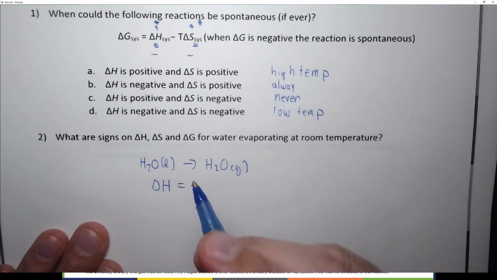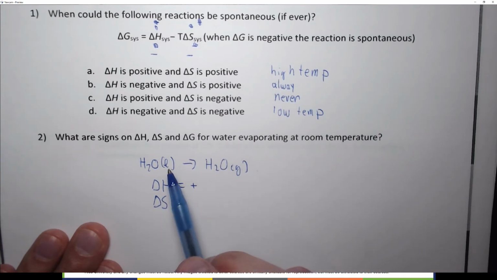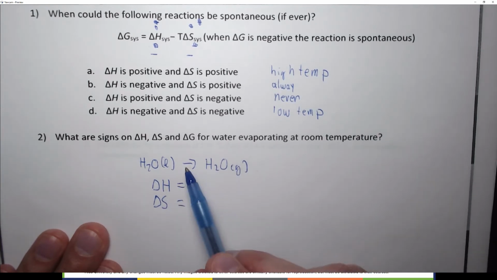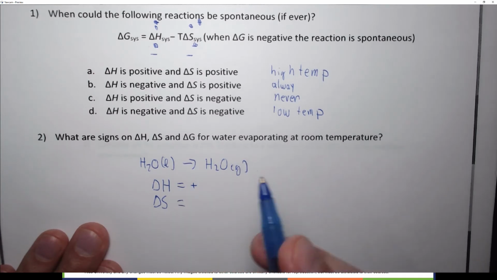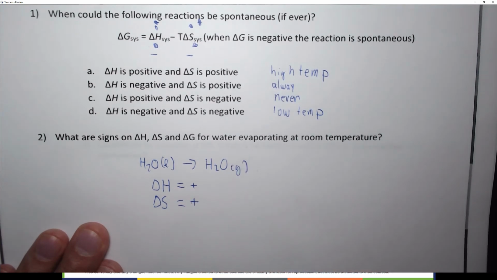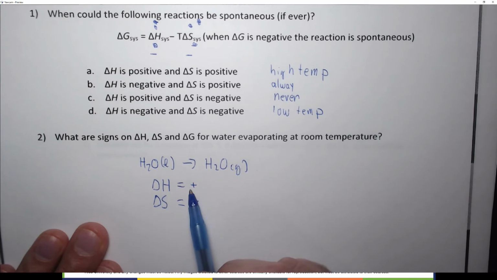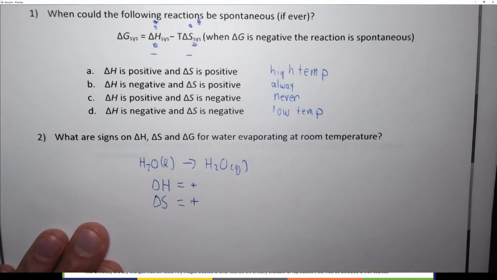What about delta S? Well, we talked about this in just the previous section, or maybe 2 sections ago. We have a liquid going to a gas. This is increasing the randomness. This is more random than this. So in this case, delta S is also going to be positive. So delta H is positive, which is unfavorable towards spontaneity. Delta S is positive, which is favorable towards spontaneity. When would this occur? Well, this should occur spontaneously at high temperatures.